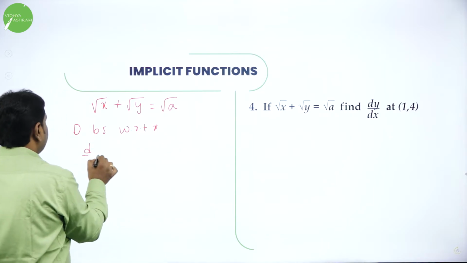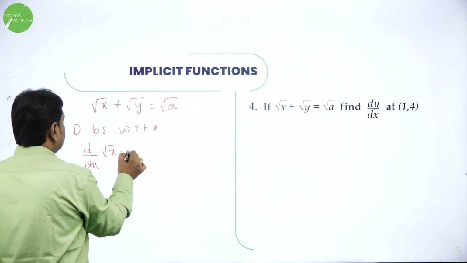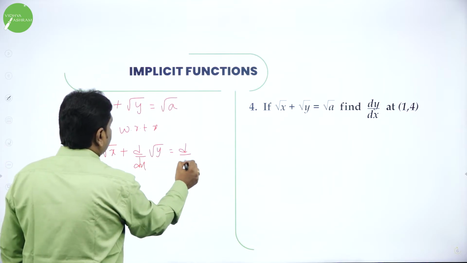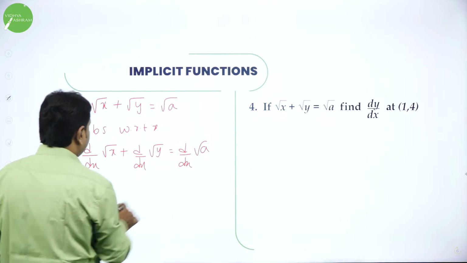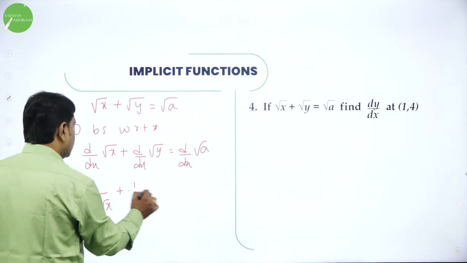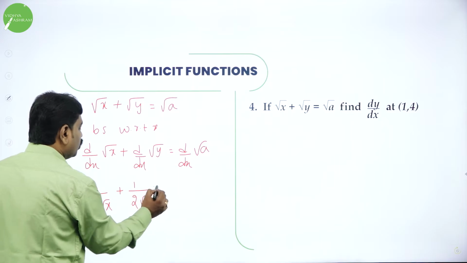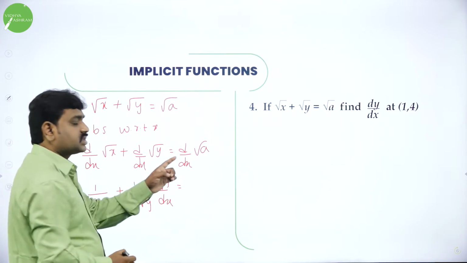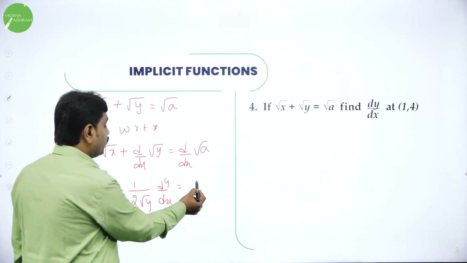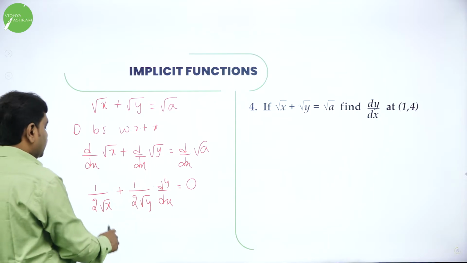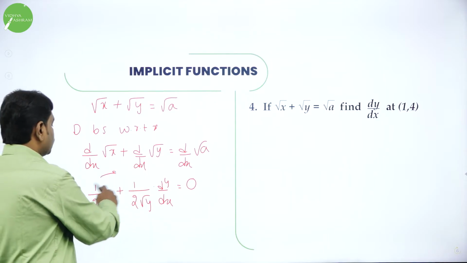So d by dx of root x plus d by dx of root y is equal to d by dx of root a. So derivative of root x is, all of you know the formula list, 1 by 2 root x. Similarly derivative of root y is 1 by 2 root y into d by dx of the internal function y, and a is constant, root a is also constant, so derivative of root a is 0. Root a is what? Constant. So now I have only one dy by dx term, the other one transfer to RHS.